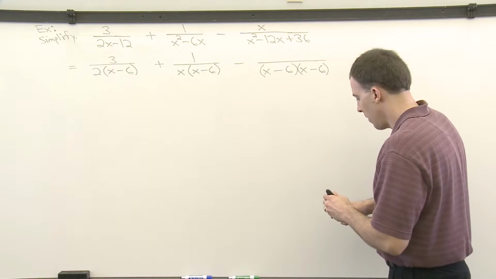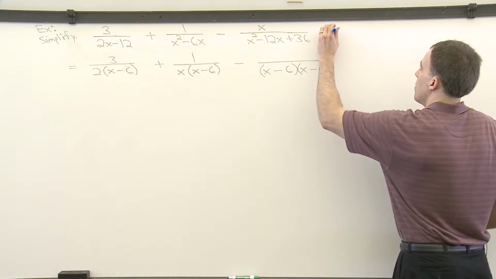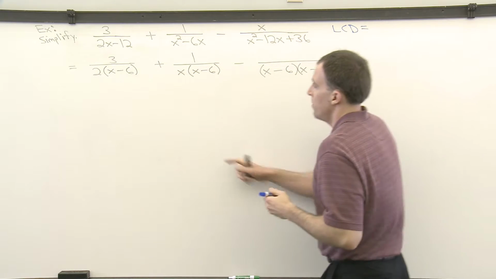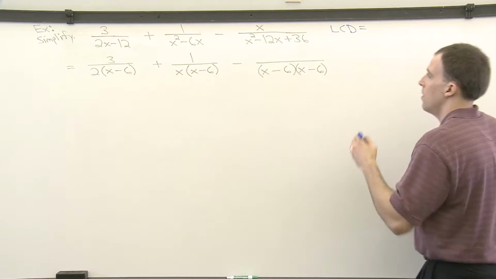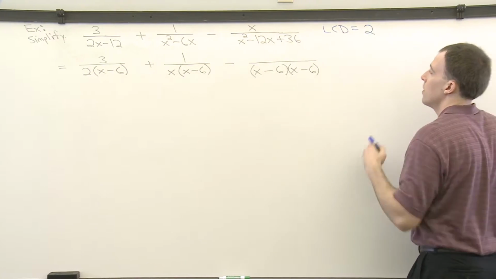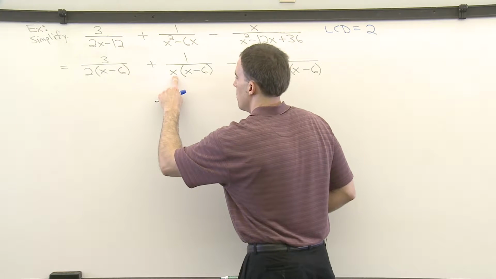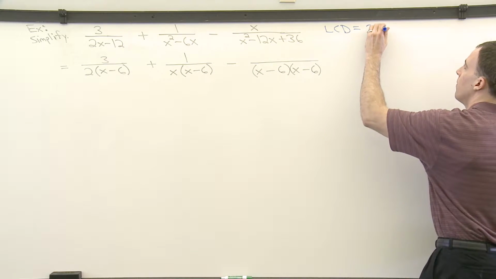So I'm going to try to figure out what the common denominator is. The least common denominator, looking at our three denominators, let's see, we definitely need a factor of 2 from the first denominator. I don't see any other factors of 2 that occur anywhere else. So we need a 2. What else do we need? We need a factor of x from the second denominator. I don't see another factor of x anywhere.